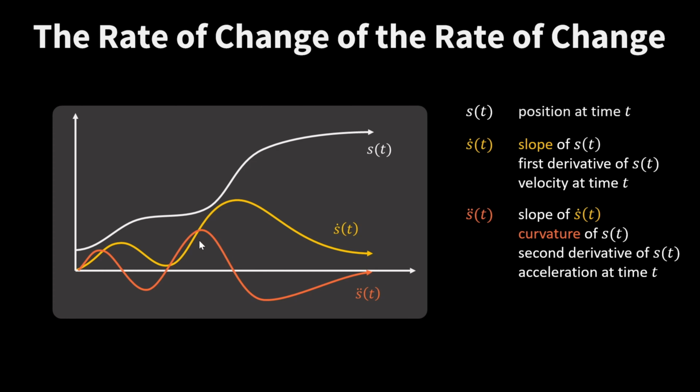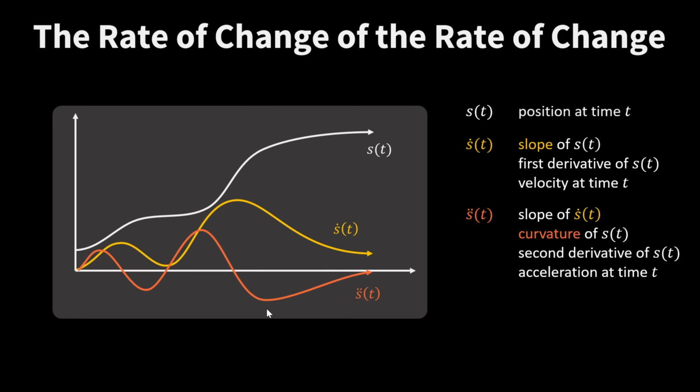When s double dot is positive, then the slope of s dot is positive, which means s dot increases. This also means that the slope, or the rate of change of s, increases, which means s is bent upwards, or has a positive curvature. When s double dot is 0, then the rate of change of s dot is 0, which means s dot is flat. This means the rate of change of s doesn't change. In other words, s is a straight line.